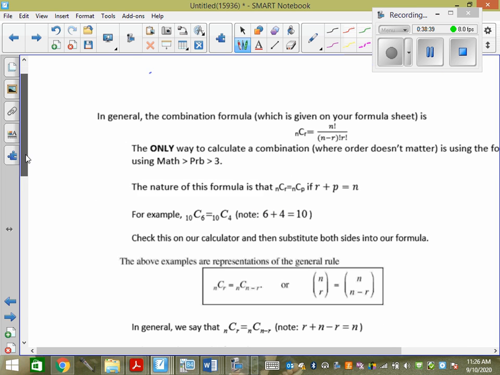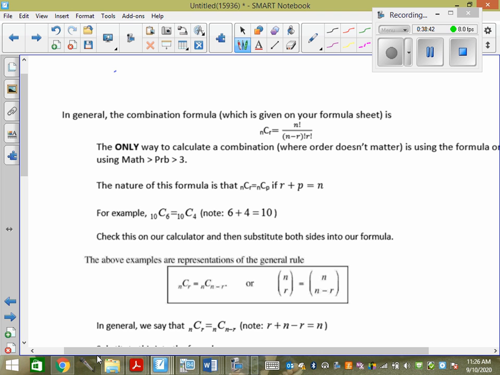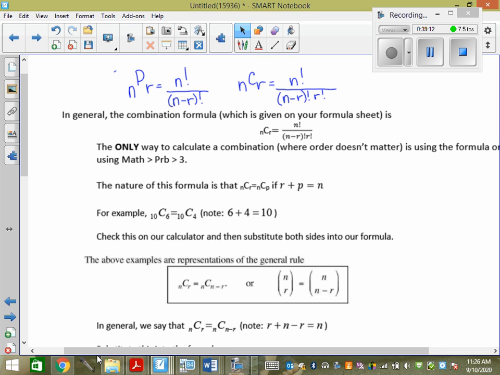Okay, this is the formula that you use for nCr. So nPr looks very similar. nPr equals n factorial over, and this is in the new booklet, n factorial over n minus r factorial. That's nPr, and it's on your formula sheet. And nCr, however, is n factorial over n minus r factorial times r factorial. So the only difference is this r factorial.